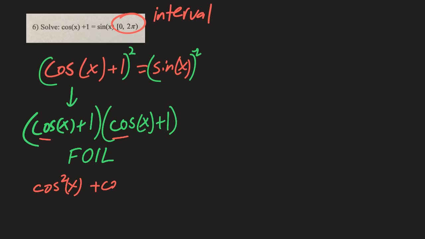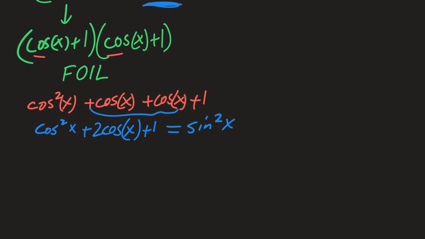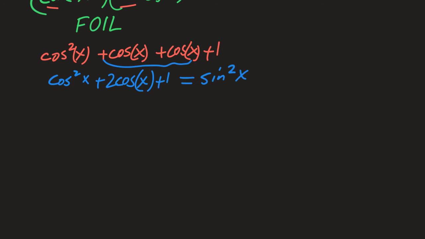We're going to get plus cosine, then another cosine, and plus 1 as my last number. All right. First, outside, inside, last. We've got that. Let's combine our like terms in the middle. And we got cosine squared of x plus 2 cosine x plus 1. And that's actually equal to this piece right here, sine squared of x. Okay, so now at least I'm kind of rolling here. I've got cosine squared x plus 2 cosine x plus 1 equals sine squared x.